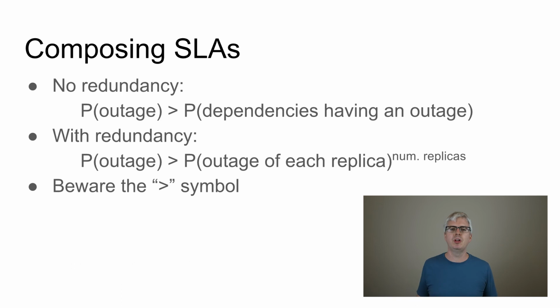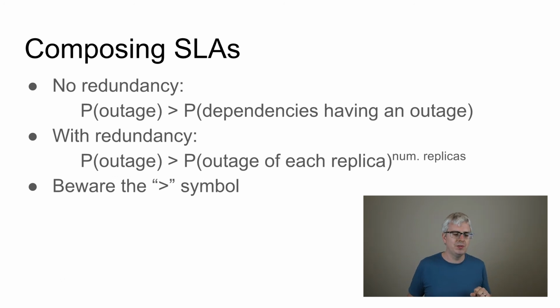But what if you have redundancy? What if you said, I want to make my system more robust than the things I'm building it out of, and so I'm going to have replicas and I'm going to have failover between them? In that case, if you have built a perfect system, the probability of an outage is going to be greater than the probability of the outage of each replica raised to the power of the number of replicas.